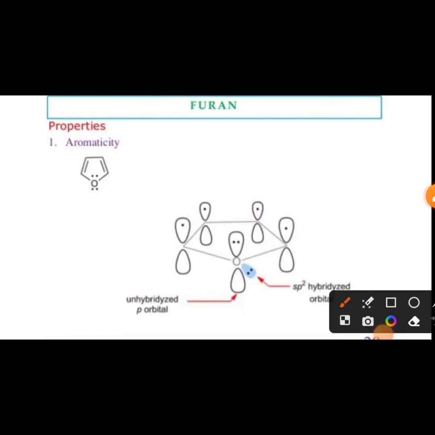Hello students, in the last lecture we studied a 5-membered heterocyclic compound, pyrrole. Today we are going to start furan as an aromatic compound. It is a heterocyclic compound. See the structure of furan. Here is the unhybridized p orbital. Here is the sp2 hybridized orbital.